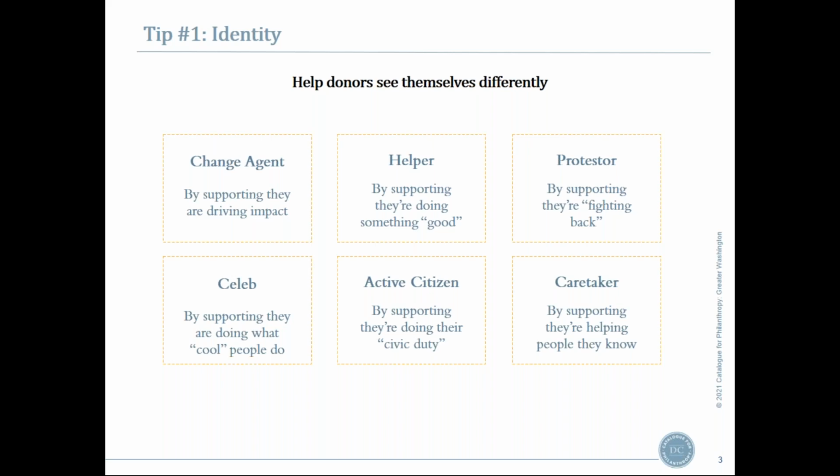Our fourth identity, and I would say this is probably the identity that is least relevant for smaller nonprofits. We do see this be very important for medium-sized and larger organizations, but especially for most community-based groups, that's probably the least out of these six. It's the celeb, right? So they're giving because it's what, quote, cool people do, right? They're giving because they saw celebrities make donations. They're giving because they know their friends are giving, so being seen as a giver is part of the identity for them.